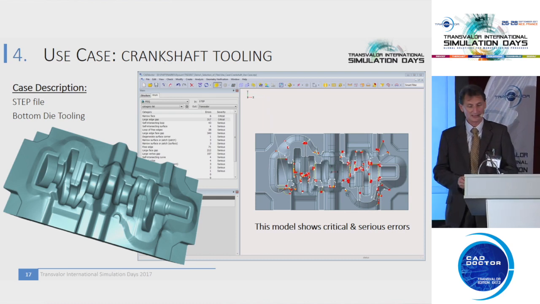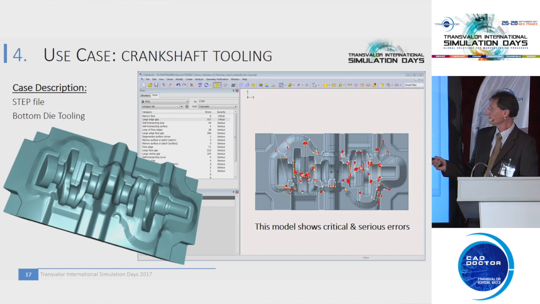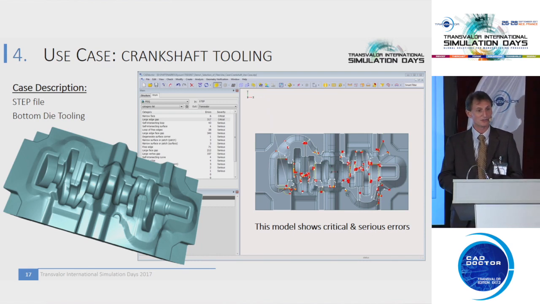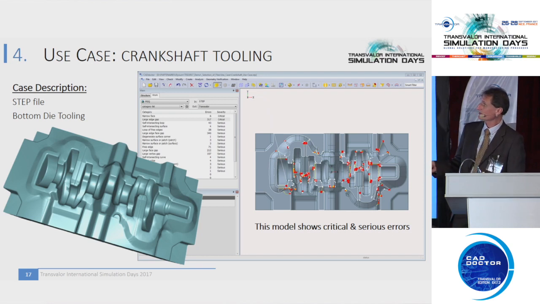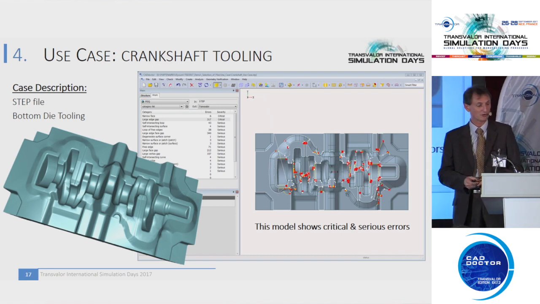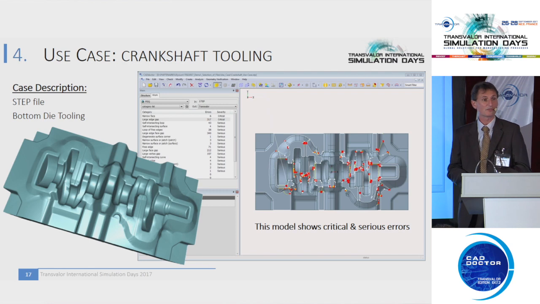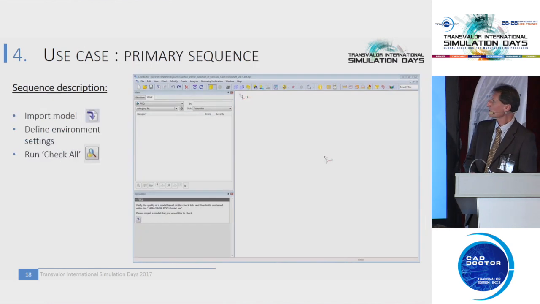This is the lower die for a blocker stage for a crankshaft. As we can see here briefly, this geometry is presenting lots of defects, lots of errors. And in this example, I've chosen to import, first of all, a STEP file, but I could have done the same thing with a native format, obviously. So let's have a look.